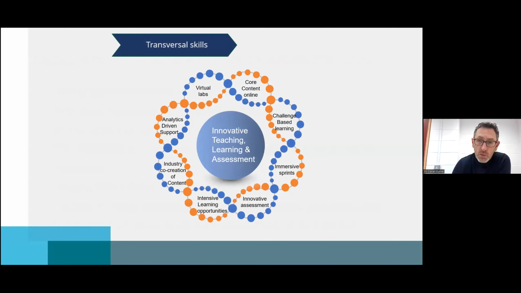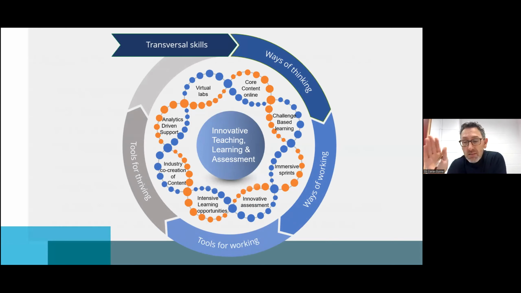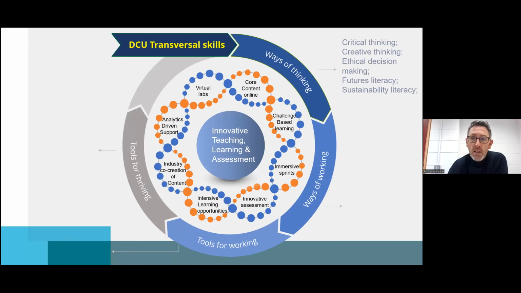So as regards DCU, my job has been to identify our transversal skills. There is no set list of transversal skills. Every organization can come up with their own list, and that's absolutely fine. So we've committed to these, but that doesn't mean this is the definitive list that everyone should subscribe to. But essentially it falls under four headings, which broadly speaking are very similar to Magella's headings: ways of thinking, ways of working, tools for working, and tools for thriving.